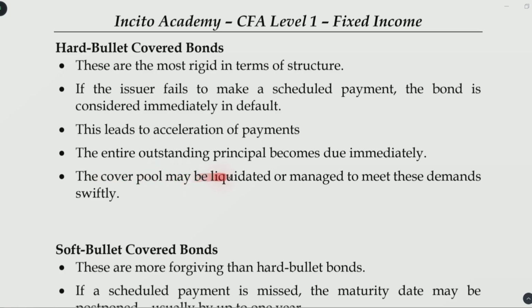The cover pool may be liquidated or managed to meet these demands swiftly. So if you find that the cover pool was the backing, you liquidate the cover pool immediately, maybe by selling it to the other party, and with the proceeds you need to repay these bonds. That kind of stringent conditions you will be finding with hard bullet covered bonds.